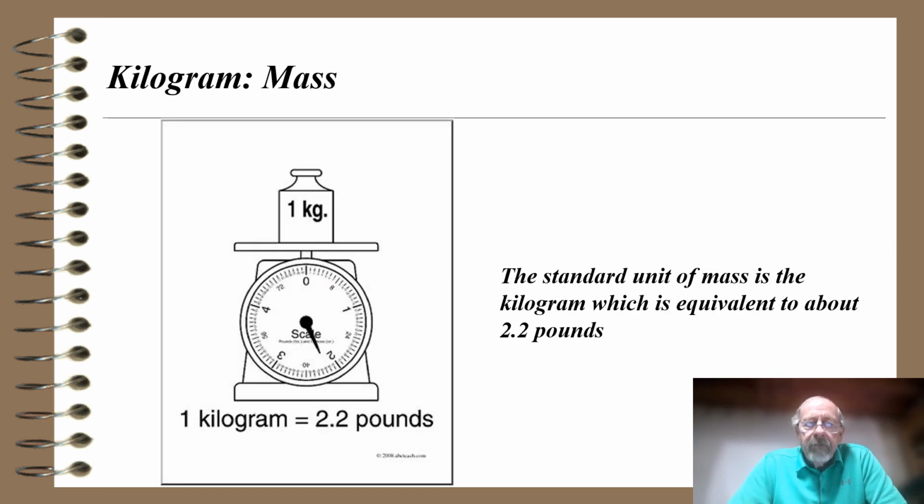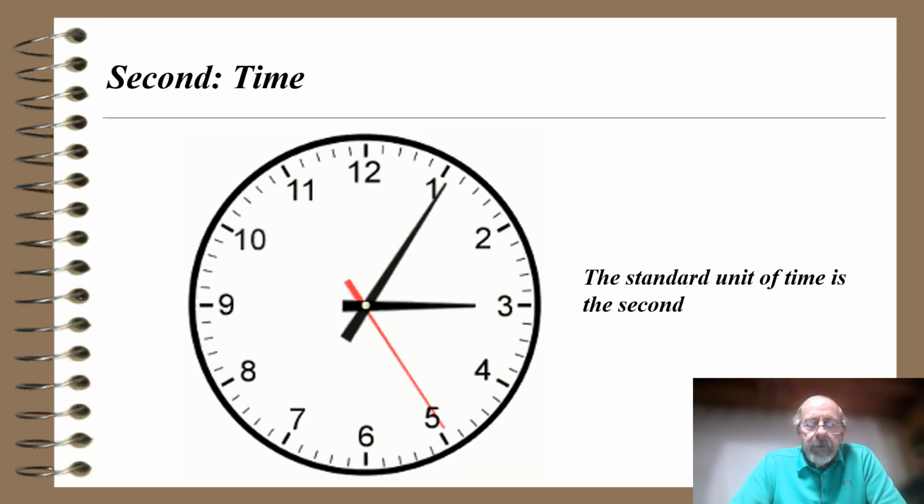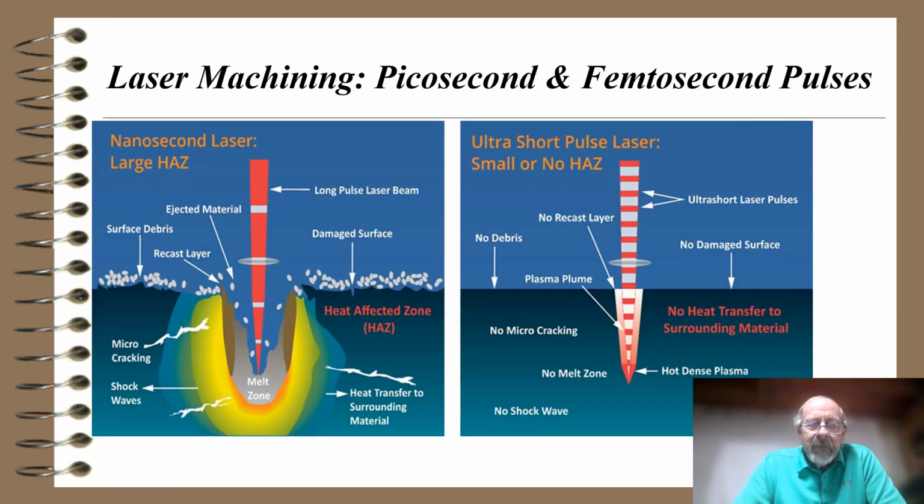The standard unit of mass is the kilogram, and it's equivalent to about 2.2 pounds. Of course, the unit for time is a second, and we're all familiar with clocks. There's an old analog clock here.